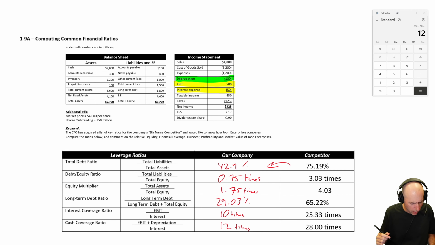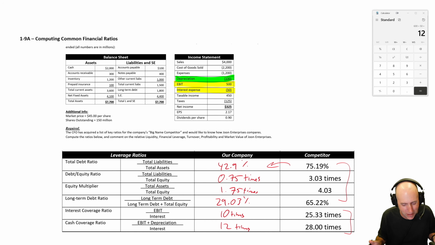Now, as far as leverage goes, I am less leveraged than my competitor, right? I have less debt overall. Interestingly, though, they, even though they have way more debt, are able to handle their interest load better than I am. And I think this is a harbinger. I think this is a sign of things to come.